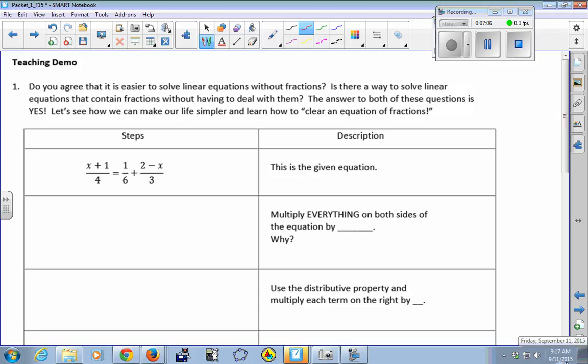So do you agree that it's easier to solve linear equations without fractions in them? Do you agree with that question? Yes? No? Yeah. Would you like to see on your quiz on Monday equations without fractions? Yeah. So if I give you an equation with fractions in them, get rid of the fractions. Don't deal with them. And how do you get rid of the fraction? It's the same idea almost.